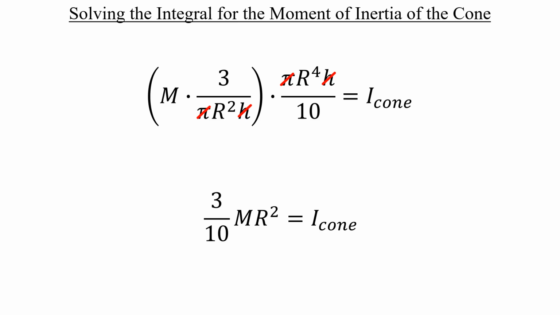3/10 mr squared. And that is exactly what we expected for the form of moment of inertia. And the solution manual agrees. So this is our answer.